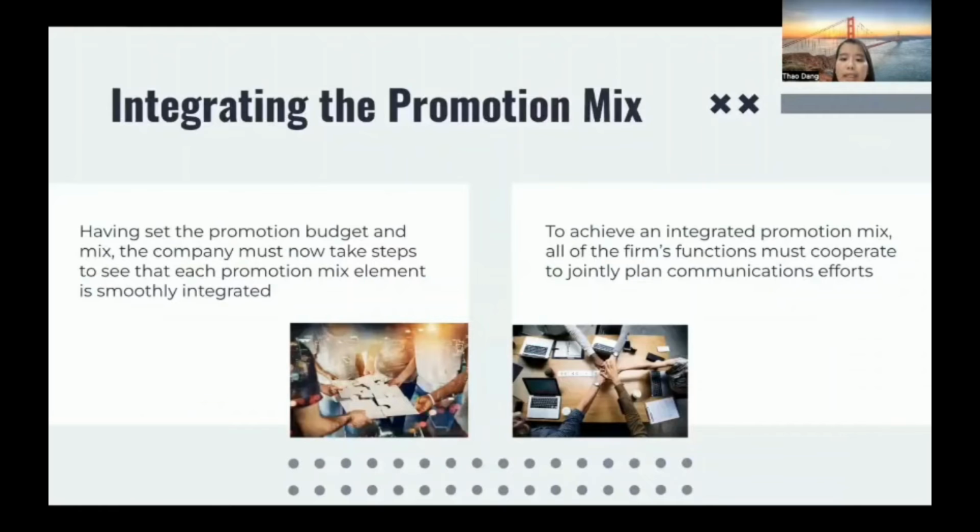Integrating the promotion mix. Having set the promotion budget and mix, the company must now take steps to see that each promotion mix element is smoothly integrated. To achieve an integrated promotion mix, all of the firm's functions must cooperate to jointly plan communications efforts. Many companies even include customers, suppliers, and other stakeholders at various stages of communications planning.